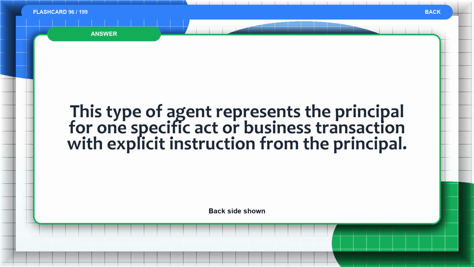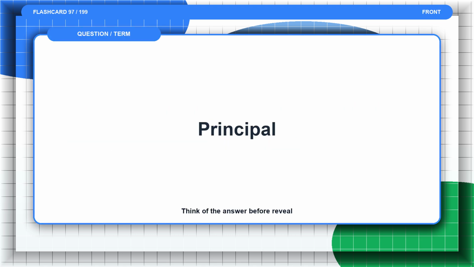The answer is, this type of agent represents the principal for one specific act or business transaction with explicit instruction from the principal. Flashcard 97. Principal. Pause and think of the answer before the reveal.